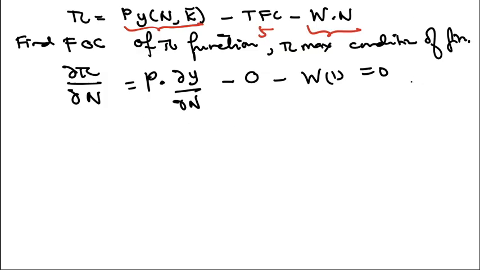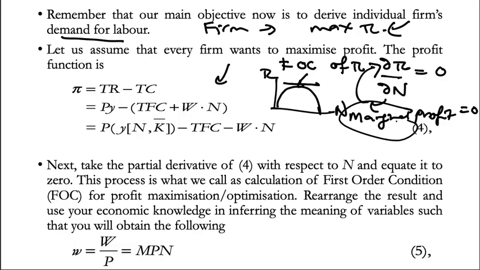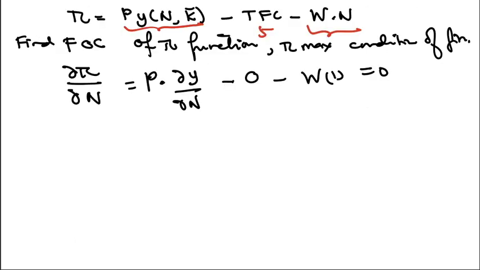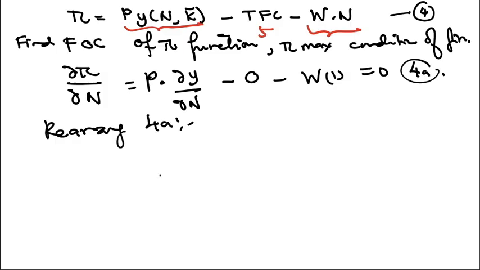Now once we equate it to 0, what can we do? Rearrange. Let's call this one, let me check. This is 4. So this is 4. Let's call this one 4A. Rearrange 4A. You get P delta Y over delta N equals to W, isn't it?